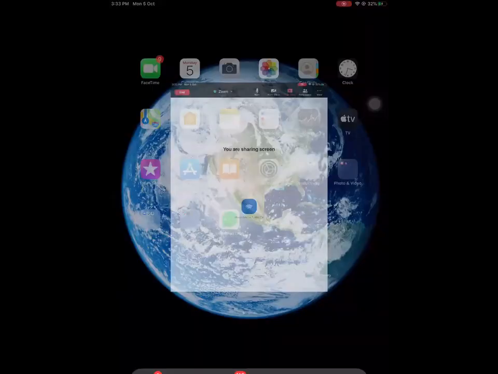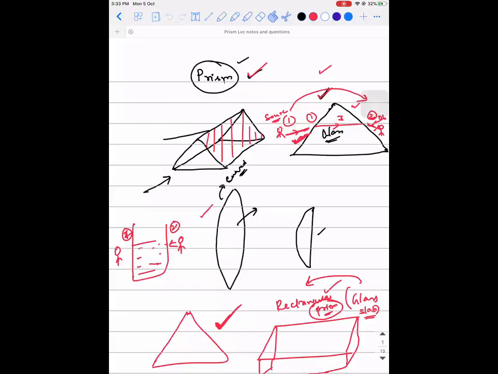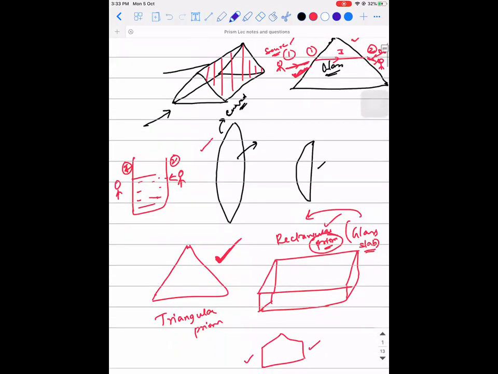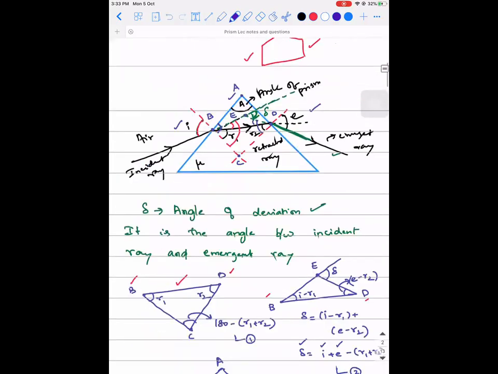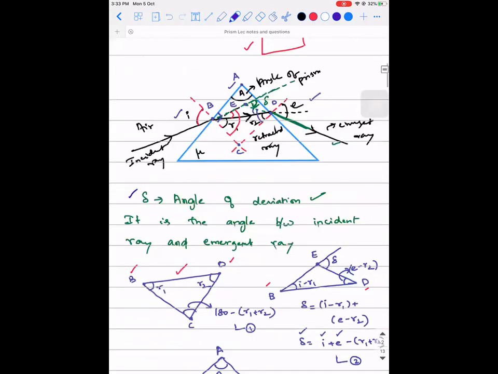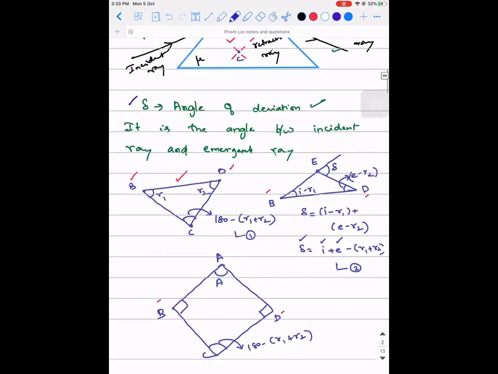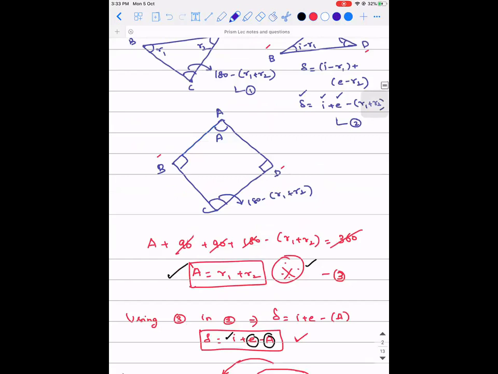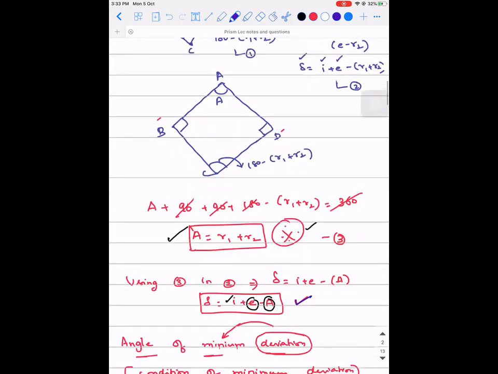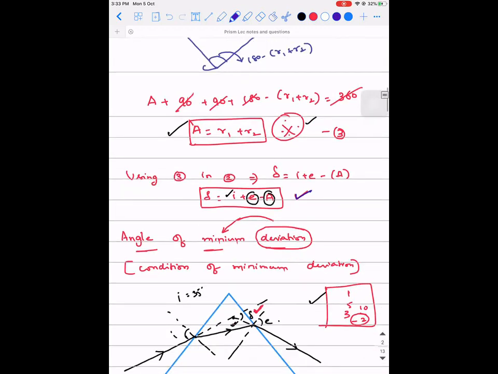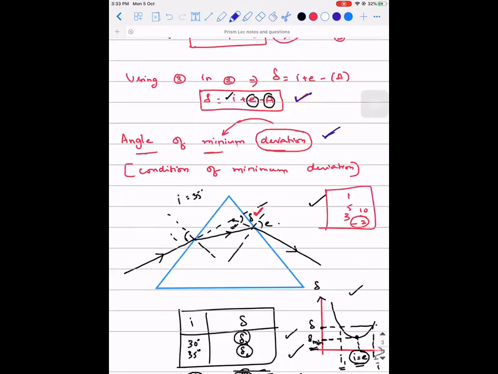So we'll get started. I remember the last concept that we discussed is prism, right? So we discussed prism and we saw what is the relation between angle of deviation, angle of incidence, angle of the prism, and angle of emergence, right? That is delta is equal to I plus E minus A. Similarly, the angle of the prism is given as R1 plus R2, where R1 and R2 are the refracting angles inside the prism, right? Then we saw what is the angle of condition for minimum deviation.